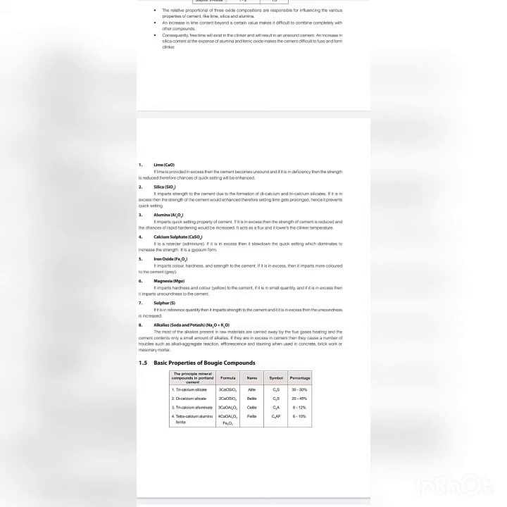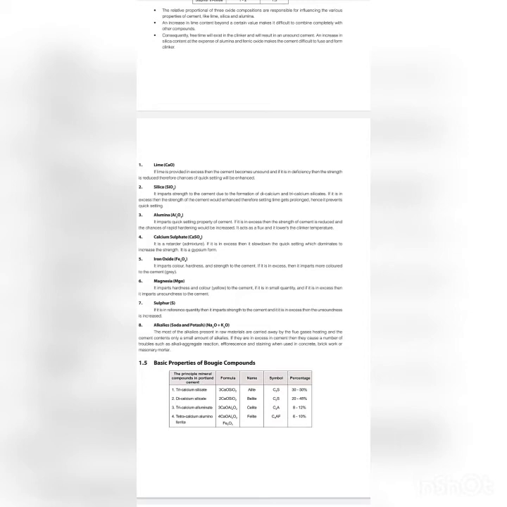It imparts color, hardness and strength to the cement. If it is in excess, then it imparts more color to the cement. Sixth, magnesia, MgO. It imparts hardness and yellow color to the cement. If it is in small quantity it is fine, but in excess it imparts unsoundness to the cement. Seventh one is sulfur. If it is in the right quantity, then it imparts strength to the cement, and if it is in excess, then the unsoundness is increased. The eighth one is alkalis, soda and potash.